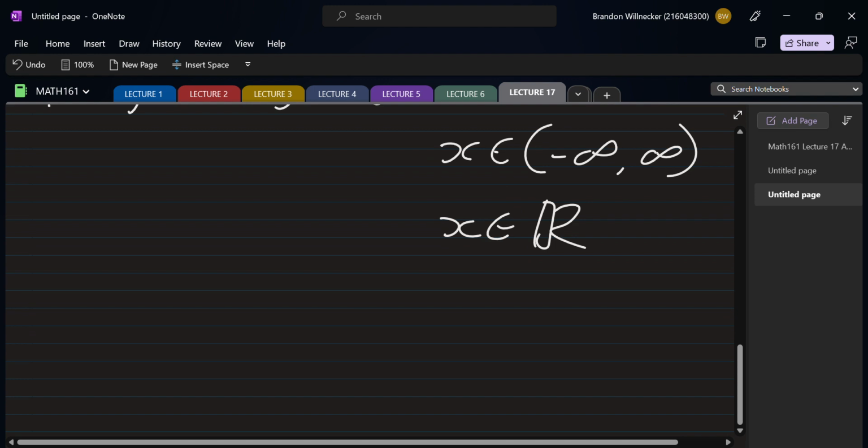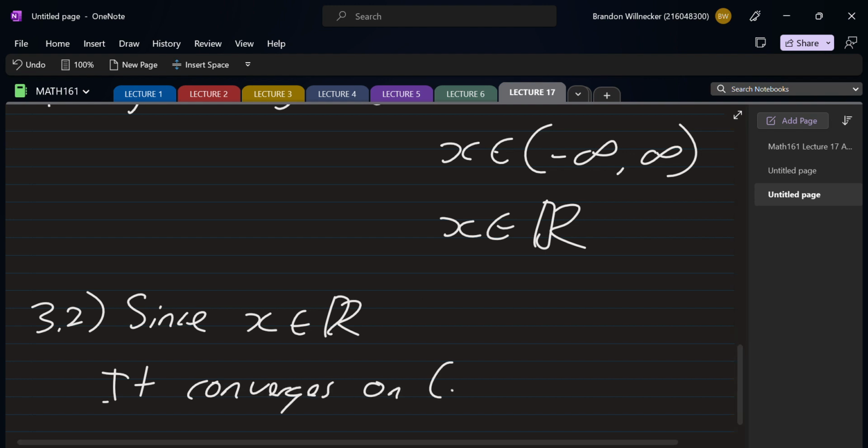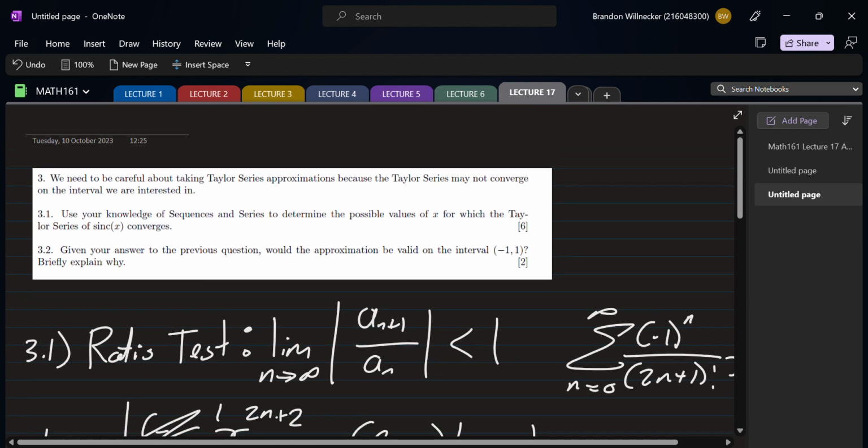So, again, I didn't worry too much about what you wrote. So since x can be any value, it converges on -1, 1. Or something like that. If you said -1 to 1 was a subset of the real numbers, or anything like this really, I gave you the marks for that. Okay, but you have to have some reason. You can't just say it converges. You need to say why. Well, why does it converge on this interval here? Okay, and that was everything.